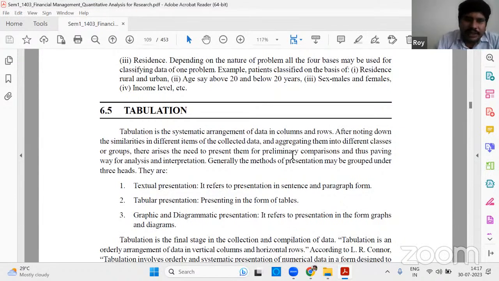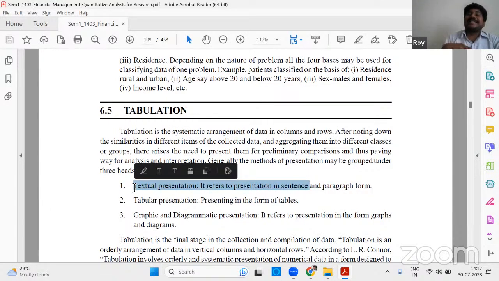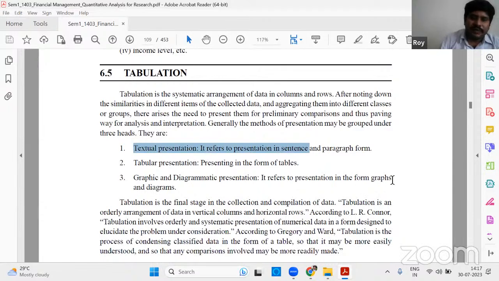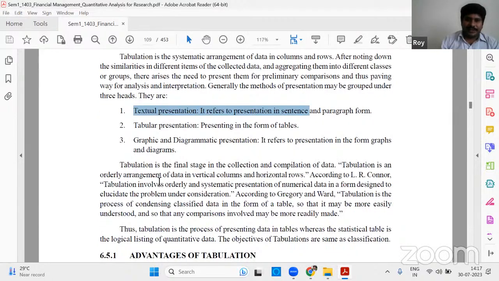When you keep those things in a paragraph, generally we call it textual presentation. See these two things. Sentence, paragraph form, that is the textual presentation. One line, one para, one thing, textual. Tabulation is presenting in the form of tables in rows and columns. And what is graphical and diagrammatic? It is in the form of graphs and diagrams. If you represent it so, that is called graphic and diagrammatic presentation.